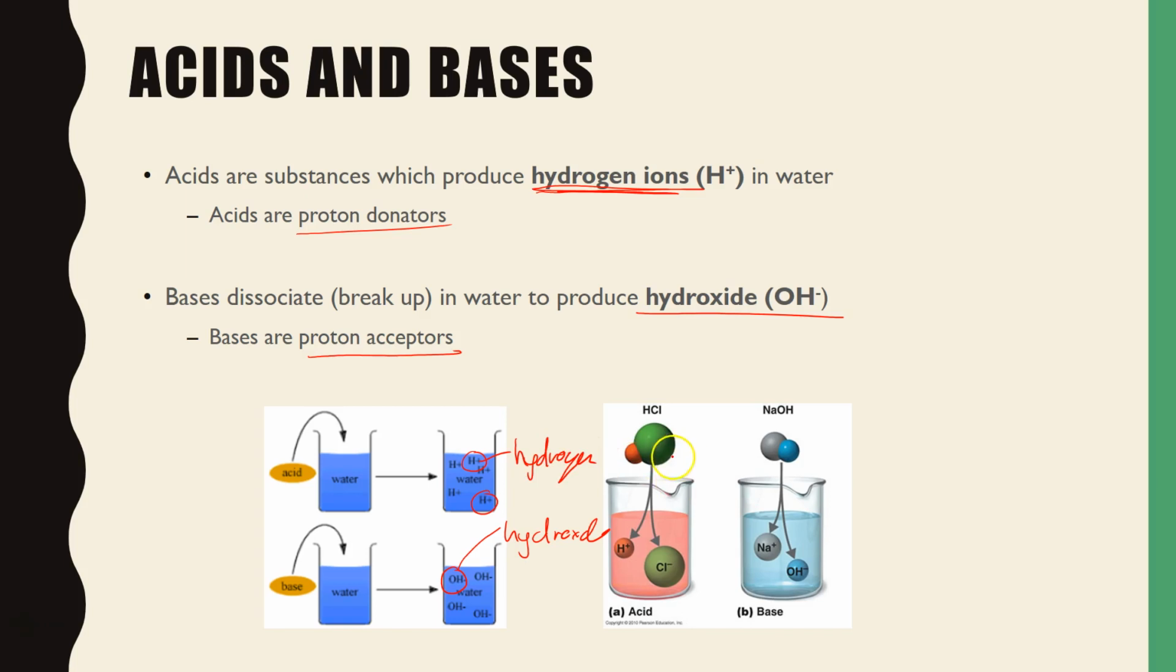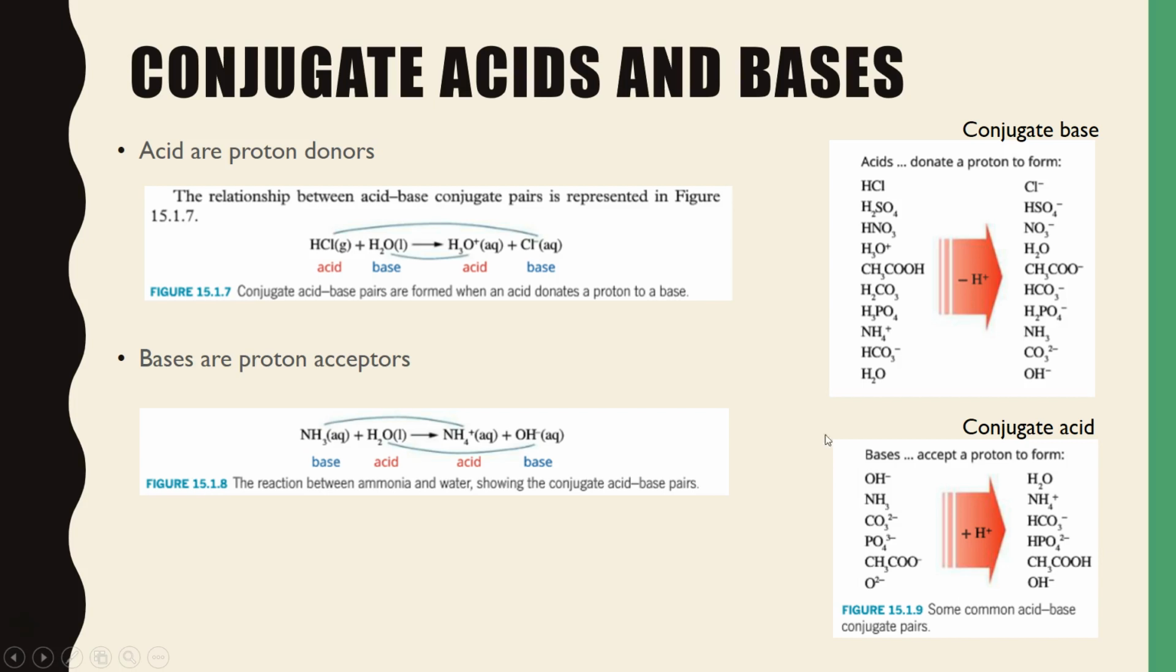You can see this again. Hydrochloric acid is a type of acid. It's a strong acid. You place it in water, it will break up into predominantly hydrogen ions. When you place sodium hydroxide in water, it breaks up into predominantly hydroxide ions. It is therefore a base.